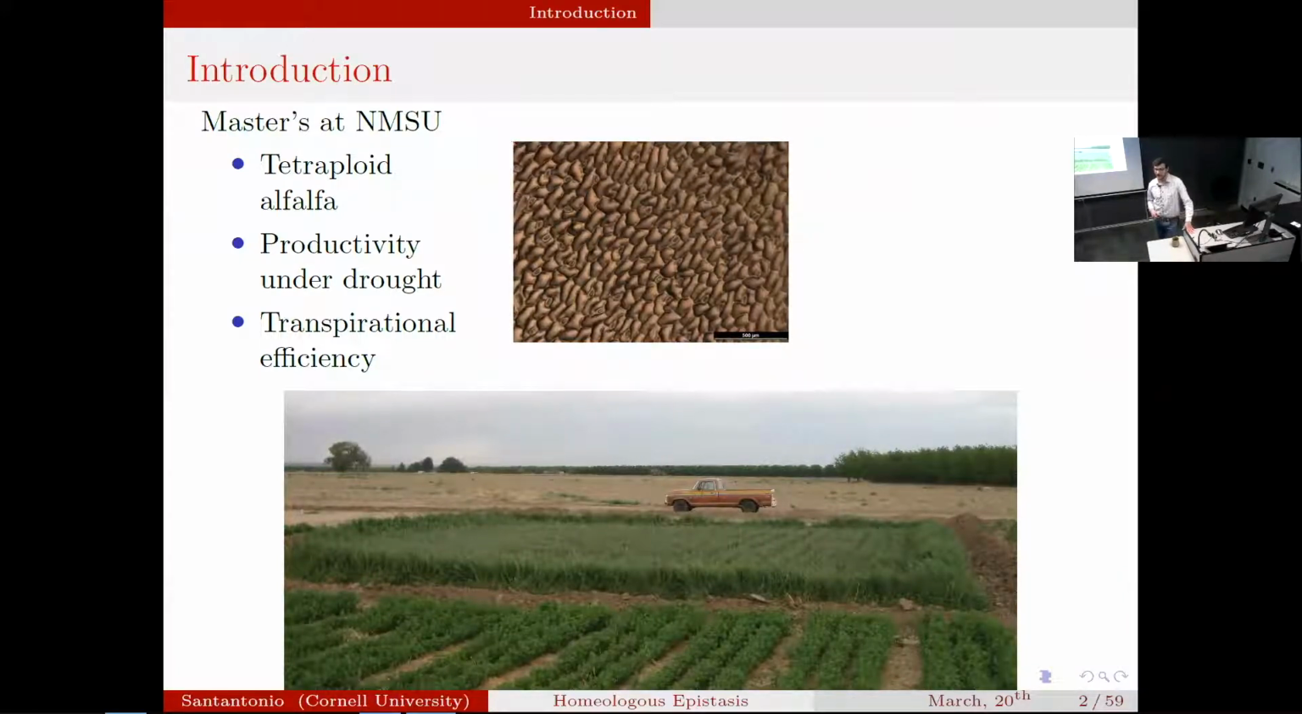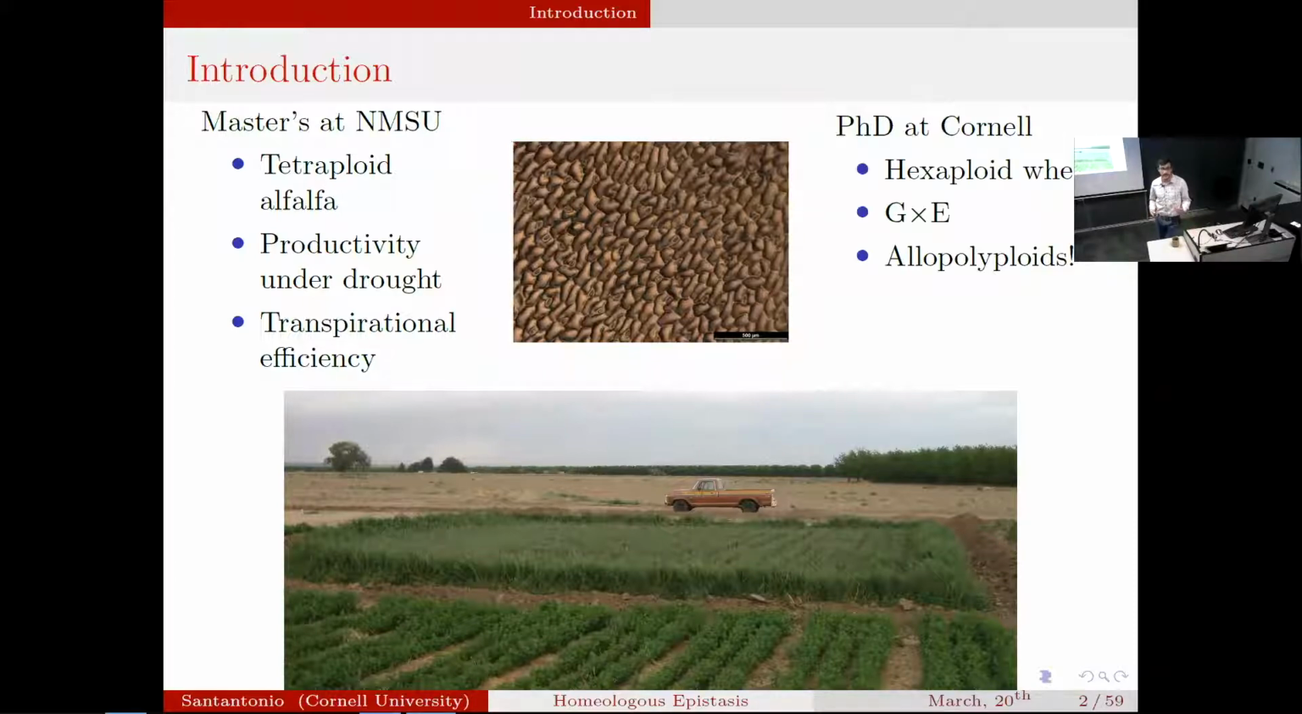I was working on auto-tetraploid alfalfa there, and particularly in transpirational efficiency. These are leaf peels, just for fun. You can see the little stomata there. And when I came to Cornell, I got interested in G by E because I had seen it, right?